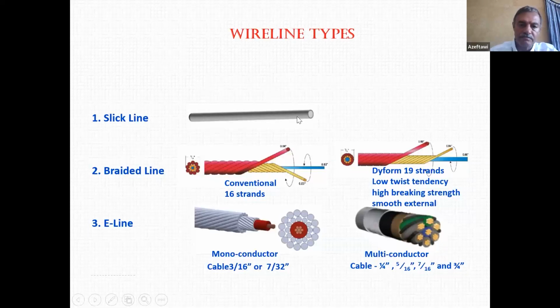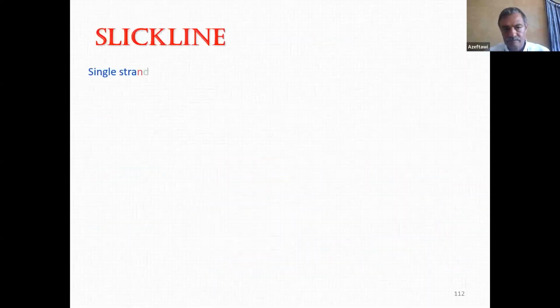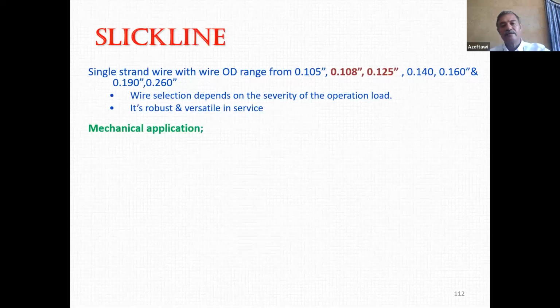This is a slick line. This is a braided line. And this third line is the E-line. It's like a braided line, but it has an electric cord in the middle. It's a multi-strand wire. Slick line, which is this one, we use in normal operations. The common size we use is 0.108. 0.108 is the diameter of the wire, 108 thousandths of an inch.